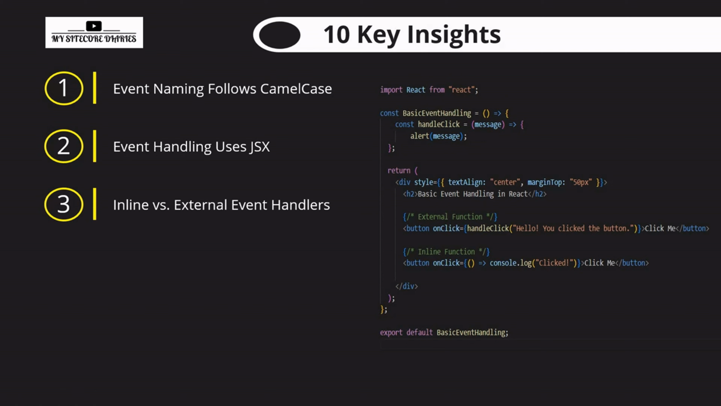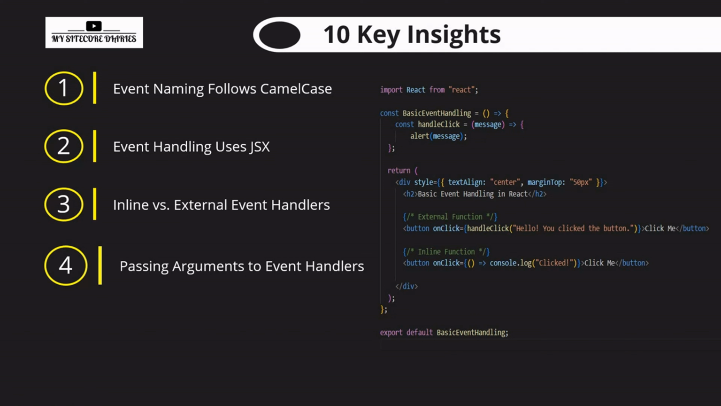So if you have a lot of logic, it will be difficult to do it in a single line. So at that time we can use the external event handlers, external functions. And for the simple tasks, we can use the inline functions. So the fourth point is passing arguments to event handler.